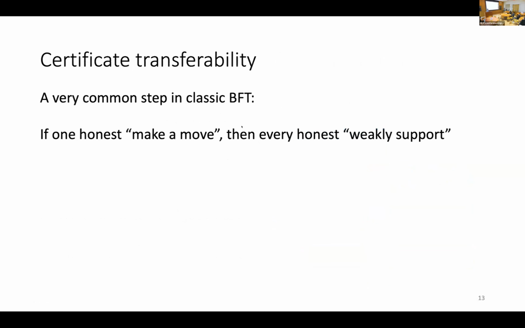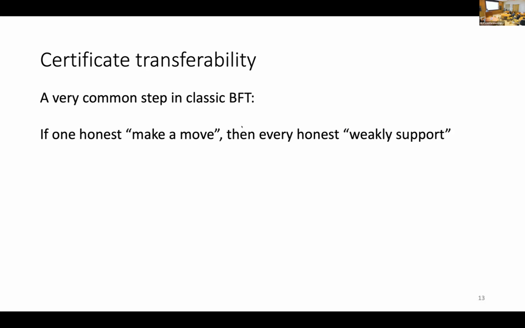And this is a pretty big problem for classic protocols. So a very common step in classic BFT is as follows. If one honest node makes a move, then every honest node weakly supports that move. This is such a prevalent step in classic protocols that we don't even think about it.